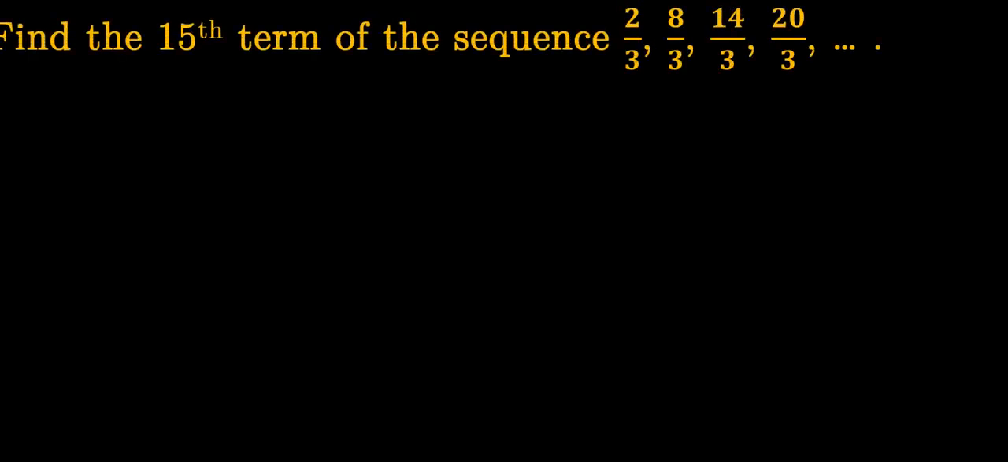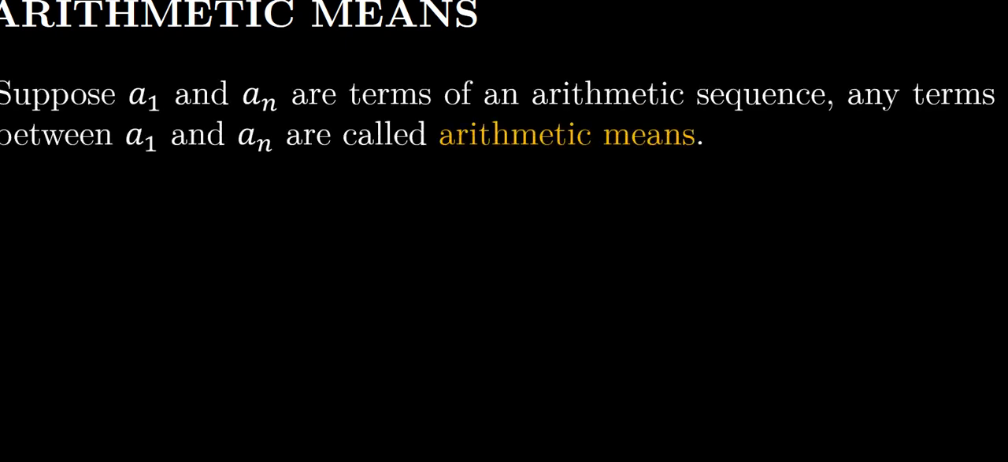So let us have the arithmetic means. The arithmetic means are simply the middle terms of any given two terms in an arithmetic sequence. Suppose we have a sub 1, our first term, then we have a sub n, which is any term. These are the terms of an arithmetic sequence. Any terms between a sub 1 and a sub n are called arithmetic means.